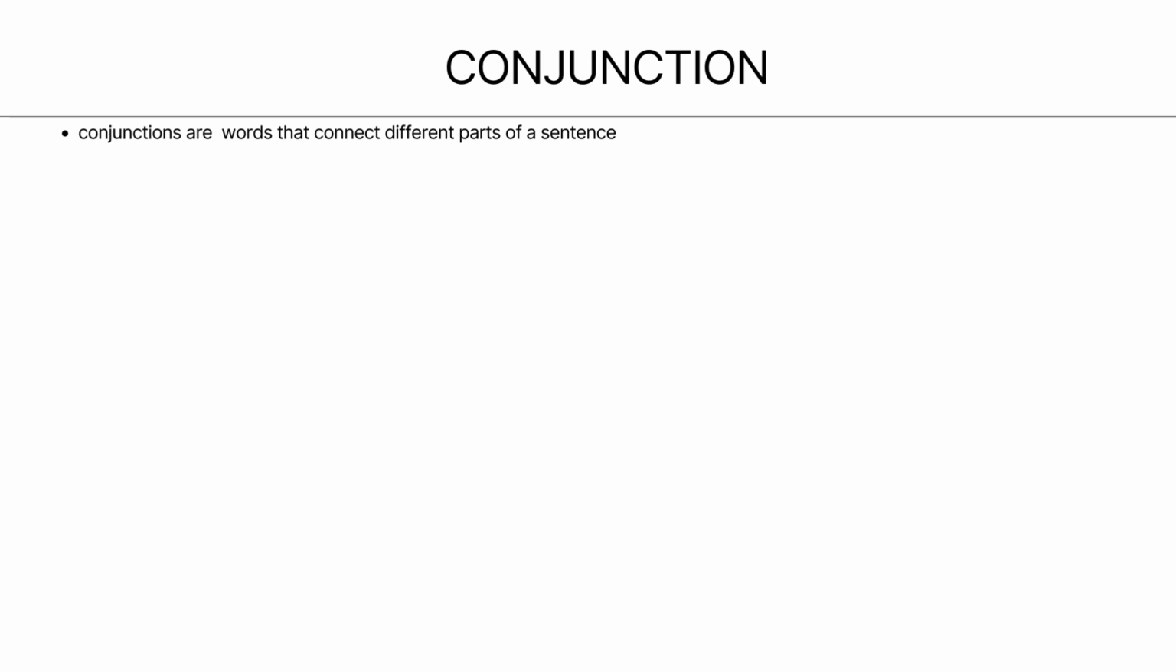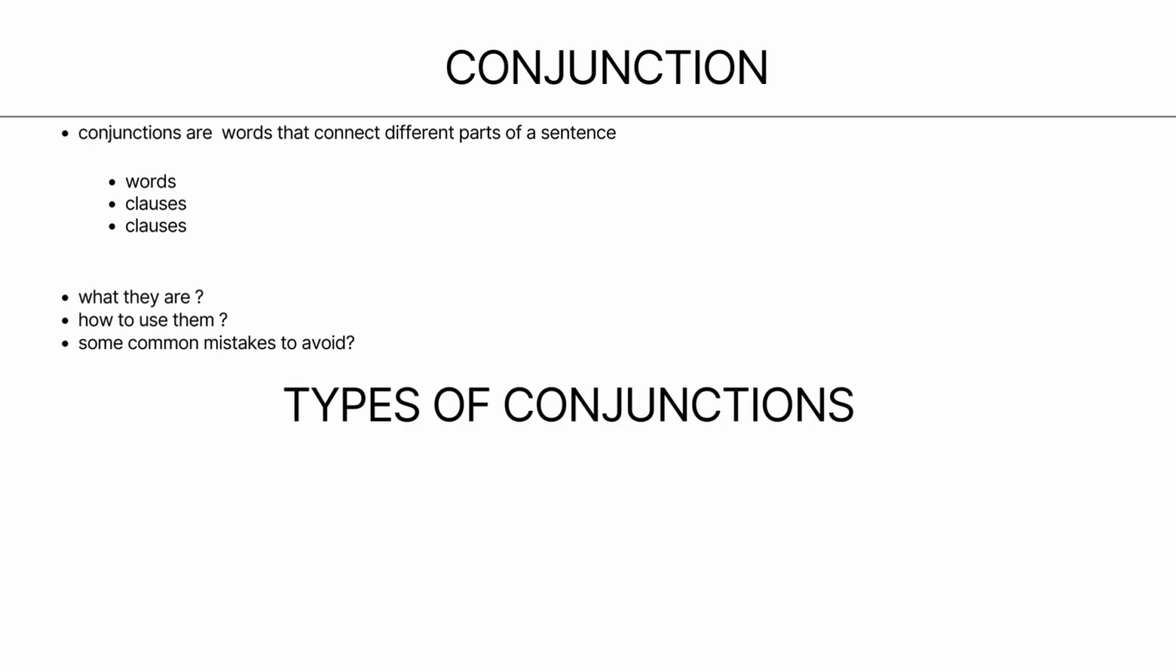Today, we're going to explore conjunctions. Conjunctions are those handy little words that connect different parts of a sentence. Imagine conjunctions as bridges that help us link words, phrases, and clauses together, making our writing smoother and more coherent. We'll go over what they are, how to use them, and some common mistakes to avoid.